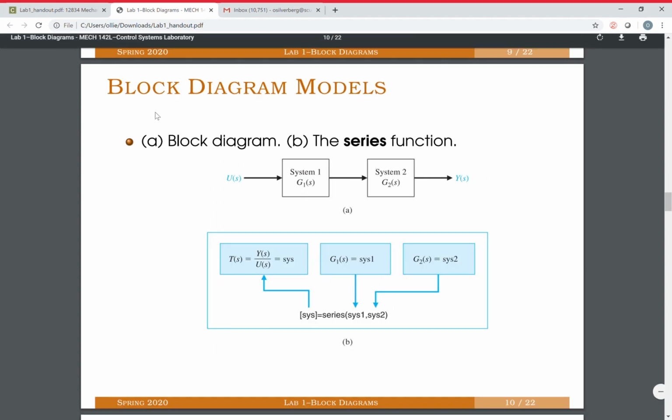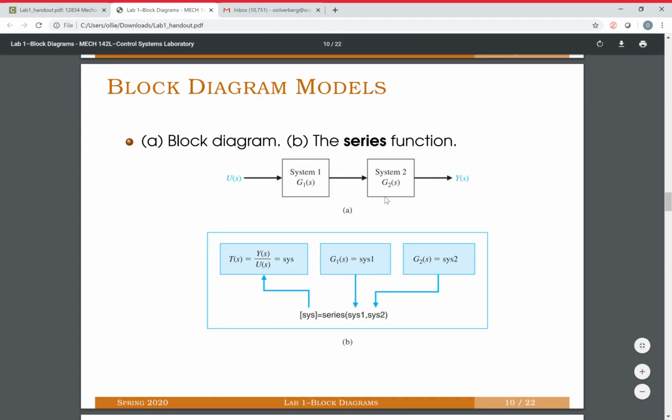Alright, moving on to block diagram models, we'll start with a series model. So we have system 1 feeding directly into system 2 and giving us an output of Y of s. So we can make the equivalent system in MATLAB by using the series function to give us the equivalent system, sys, or series, right? So we have system 1, system 2, and if we wanted to do this by hand, and if we knew G1 of s and G2 of s, right, if we knew the two systems, we can make the equivalent system by just multiplying system 1 and system 2 together.